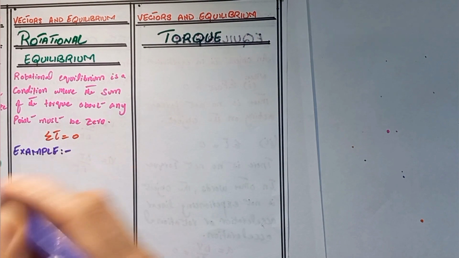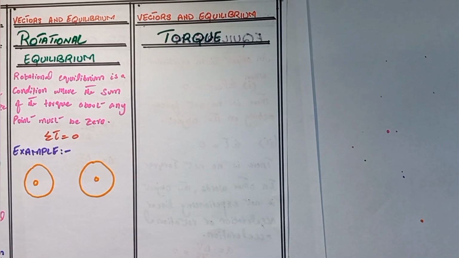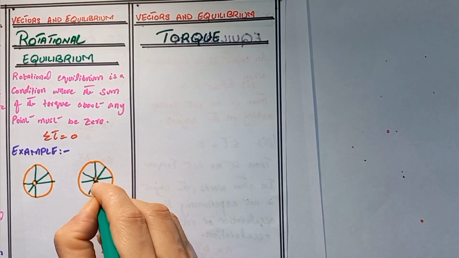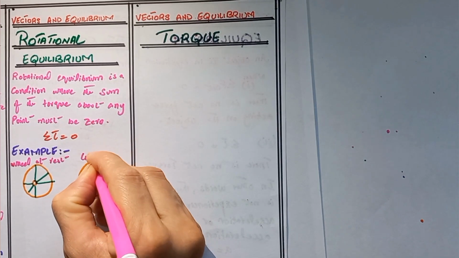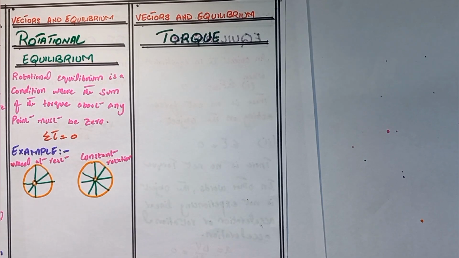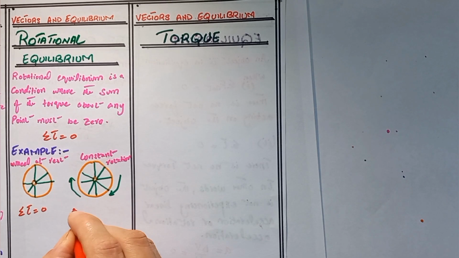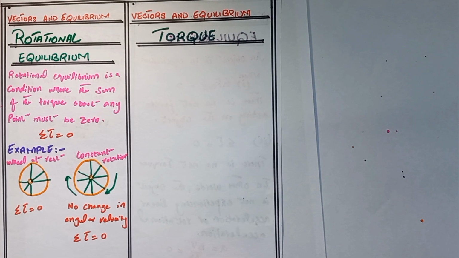Here we discuss the example. We take the example of the wheel. Here we take two wheels. First condition is when the wheel is at rest. Here is the constant rotation, where the wheel is moving with constant velocity. So at rest, the summation of torque is equal to 0. Here there is no change in angular velocity, so the summation of torque is equal to 0. Rotational equilibrium is a condition when the torque about any point is 0. This is all about the rotational equilibrium.